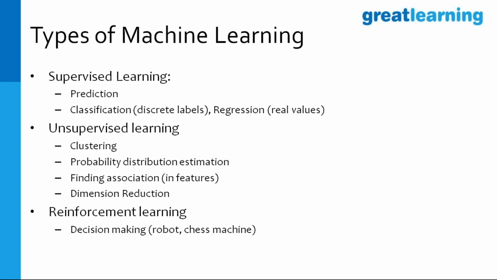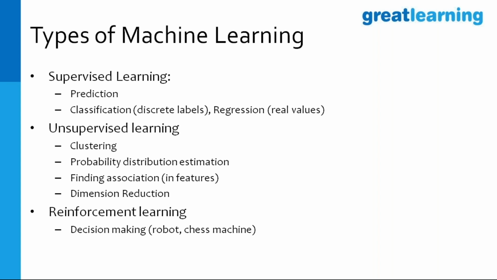So what are the types of machine learning? There are broadly 4 types. Actually I have listed only 3, because I don't want to confuse you now. But there are 4 types of machine learning techniques at a high level: supervised, unsupervised, semi-supervised learning, and reinforcement learning.